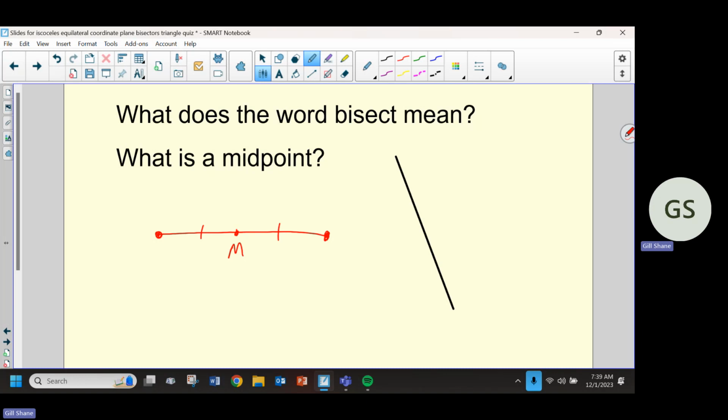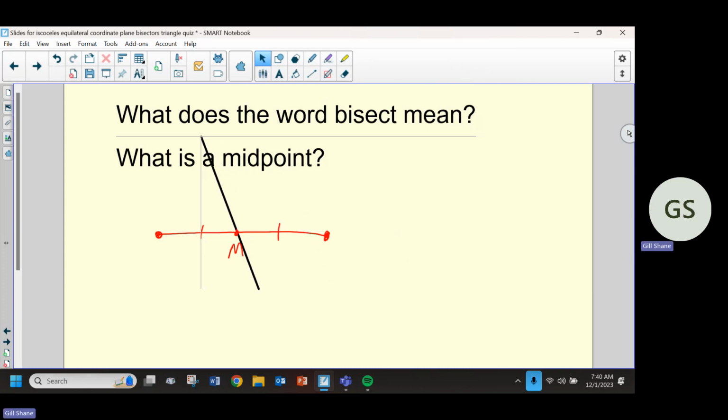A bisector is the exact same concept when it comes to line segments. The only difference is it's a line that splits it in half instead of a point. Now there's going to be more to it, but the main difference is the line instead of a point when you're talking about a bisector. Now we can also bisect other things with a line. We can bisect an angle, which is what most of today's lesson is about. But keep in mind that it could go back to midpoints.